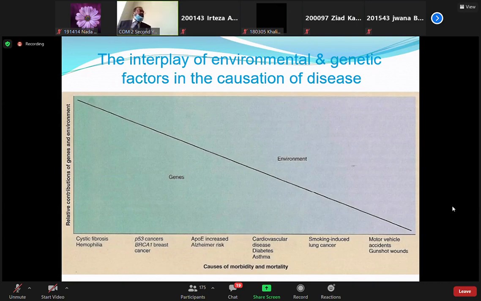Asthma, yes, it's also environmental as well as genetic. Genetic, this patient has hypersensitivity. He has to take care. For example, somebody has allergy to the dust. Don't go near dust.